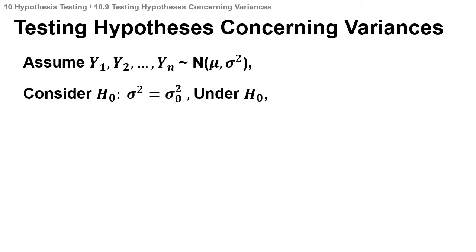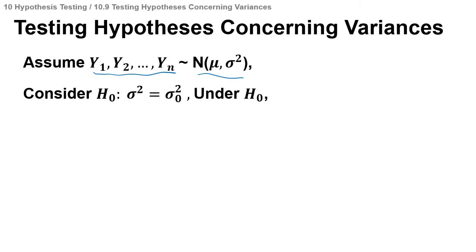The homework for chapter 10.8 are these. Okay, let's move on to chapter 10.9, testing hypotheses concerning variances. So far we have tested the mean parameter. What about the variance parameter? Let's assume that our population y1 to yn follows a normal distribution with mean mu and variance sigma square, and we are interested in testing the variance.